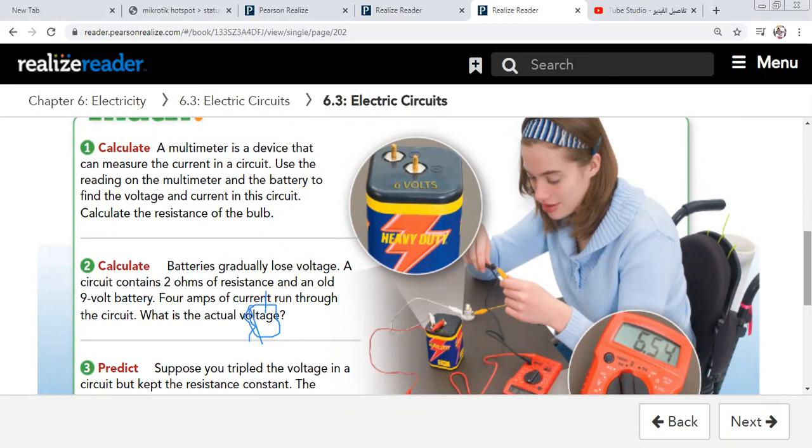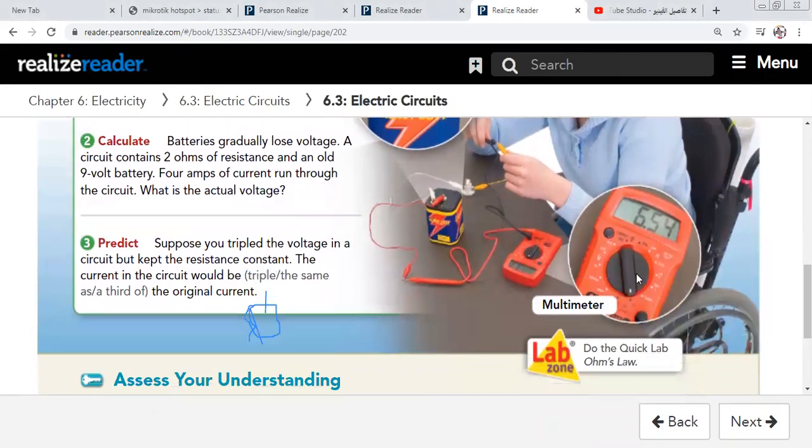Where is the multimeter? This is the multimeter, and the multimeter measures what? It measures the current. What is the current? Yes, excellent. The current equals 6.54.